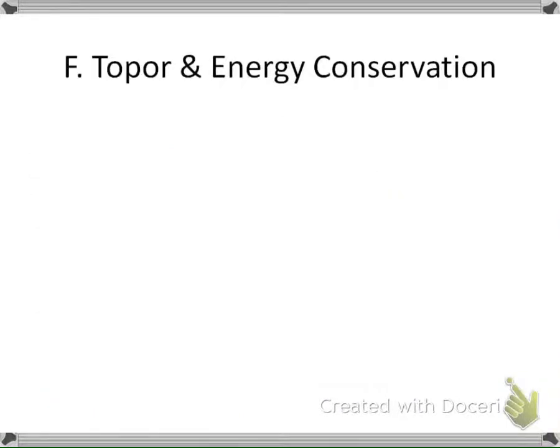Torpor and energy conservation. Torpor is a decreased state of activity and metabolism while avoiding difficult or dangerous conditions. Bats feed at night, so they go through torpor during the day. Chickadees and hummingbirds feed during the day and go through torpor on cold nights. Hibernation is a long-term torpor. It's an adaptation to the winter cold and food scarcity.